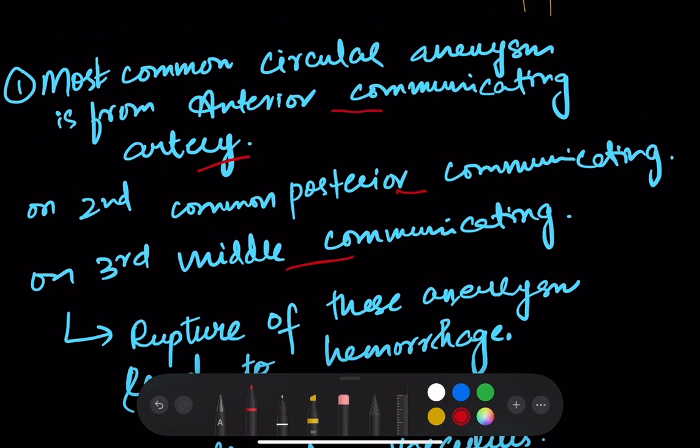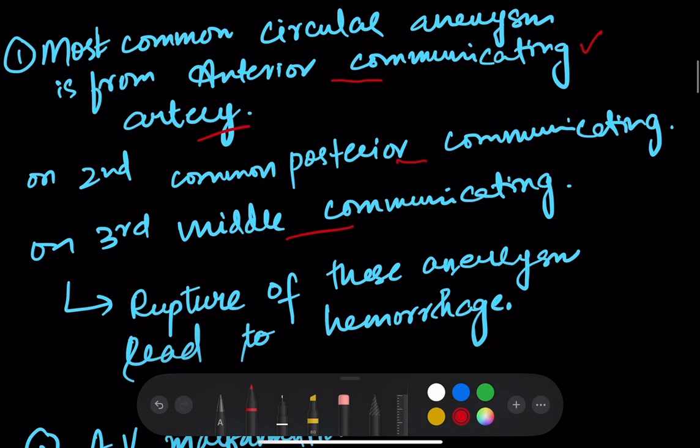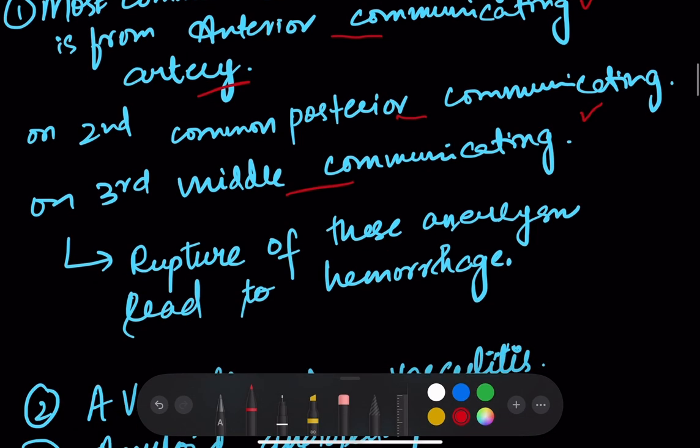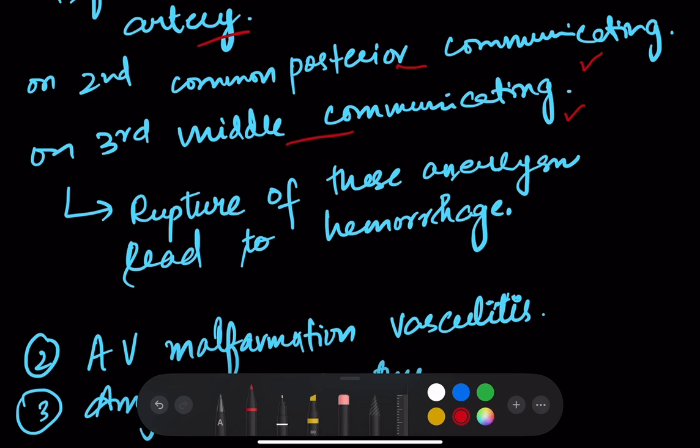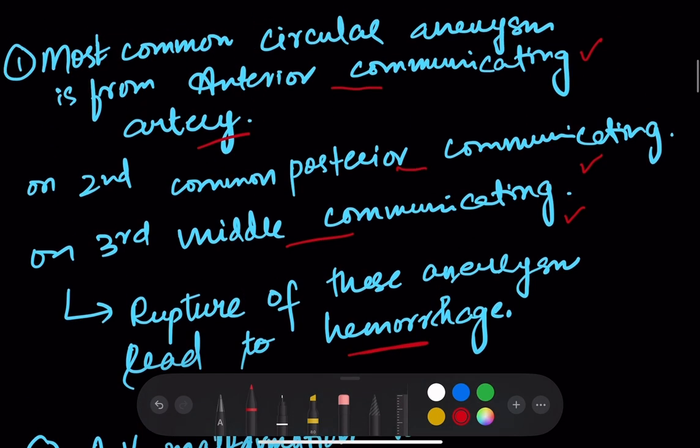On the first number is the anterior communicating artery, on the second number is the posterior communicating artery, and on the third number is the middle cerebral artery. This leads to the subarachnoid hemorrhage. The rupture of these leads to hemorrhage. These are the three arteries which are more prone to hemorrhage, and this leads to subarachnoid hemorrhage.